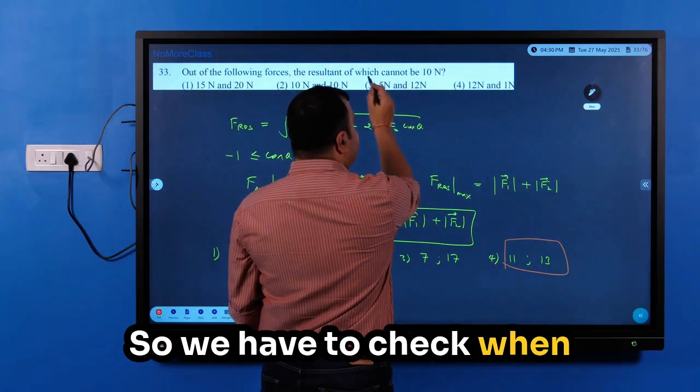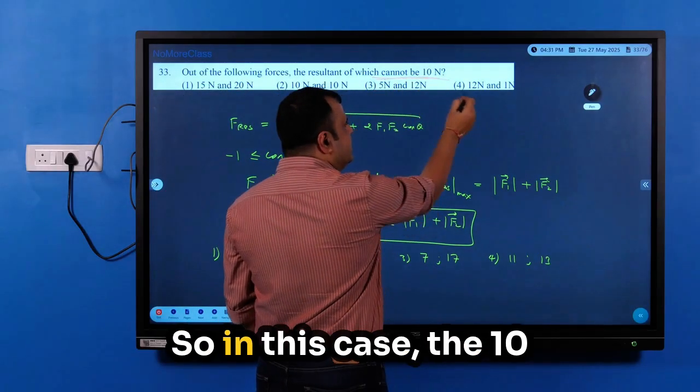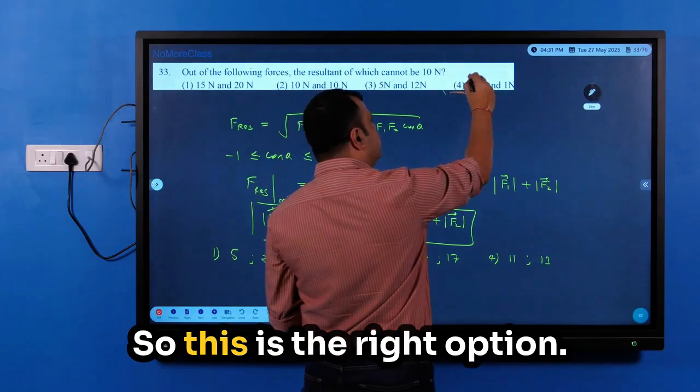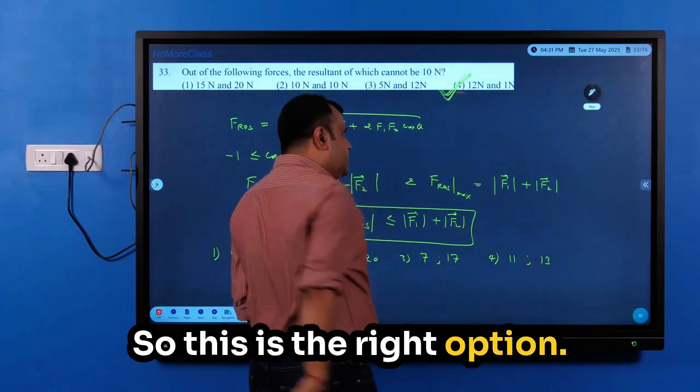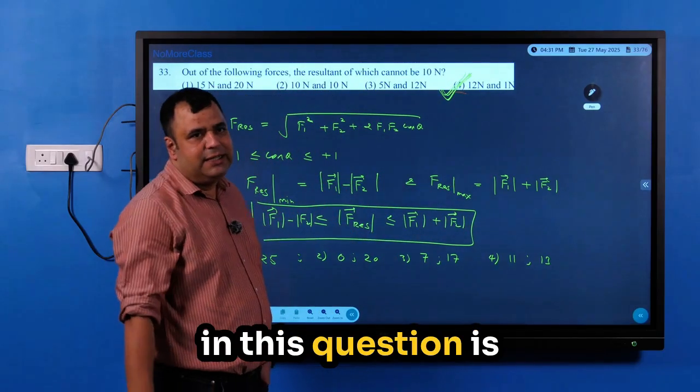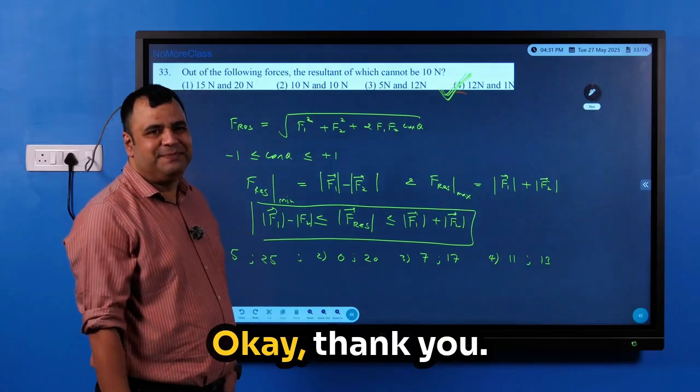So we have to check when this cannot be the answer. In this case, 10 can never be the answer. So this is the right option. The fourth option in this question is the right option. Okay. Thank you.